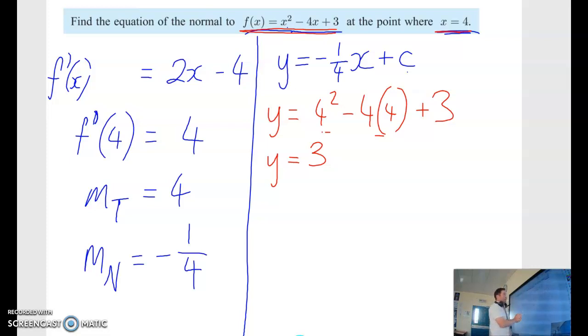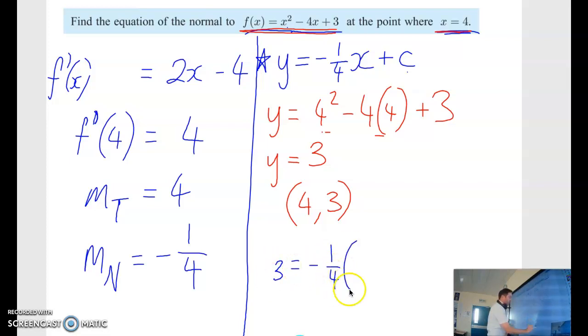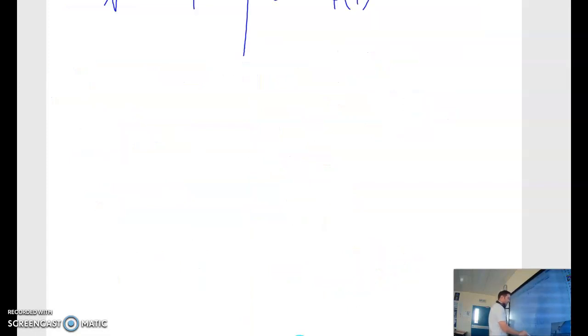And now we have our y coordinate. So the point of contact is where x equals 4, y equals 3. We can now use that back into our equation for the normal, and we're going to say, well, y is 3 when x, minus a quarter times 4, x is 4, plus c. We'll use that to find what c is.